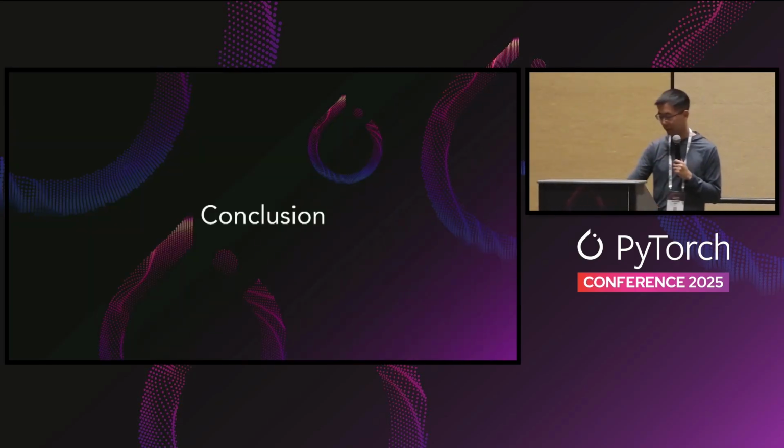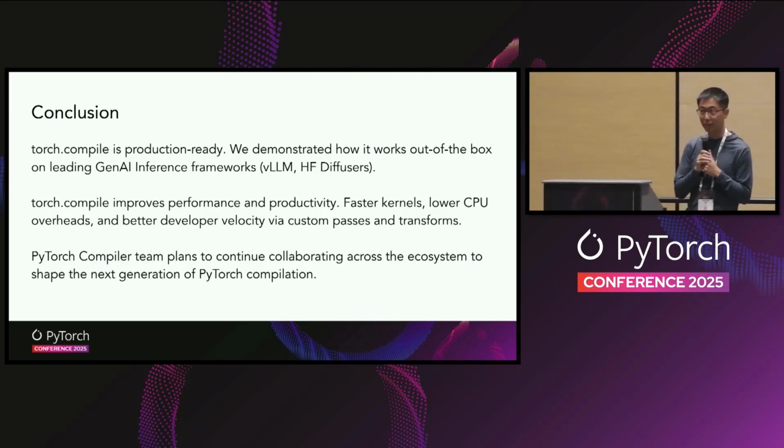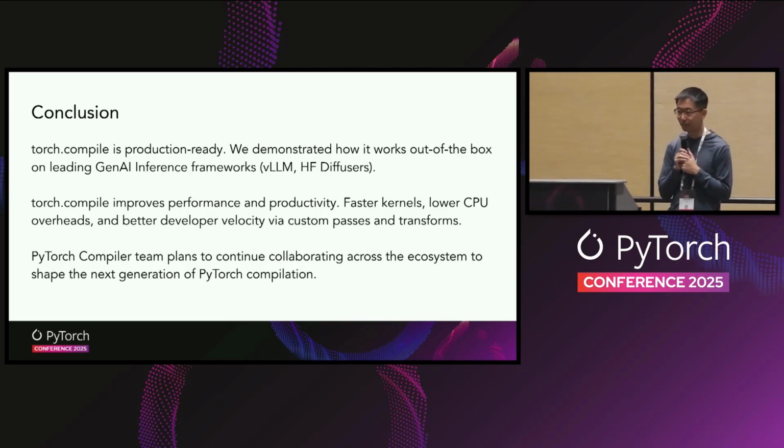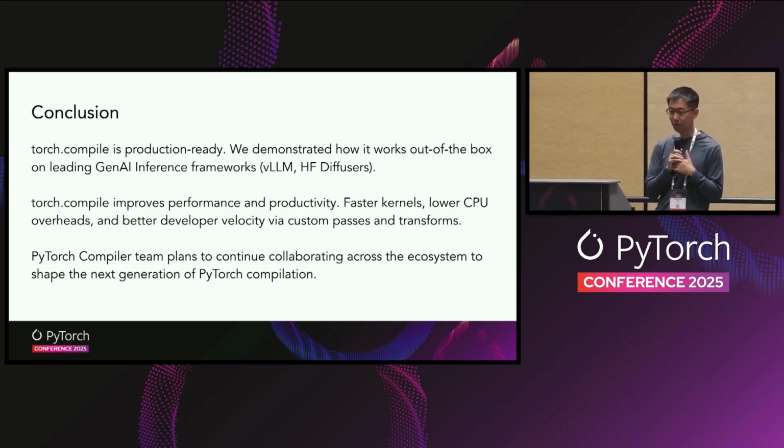Okay, we're at the end of this talk. I want to just say some last parting thoughts. In this talk, we showed how Torch.compile works, and a variety of use cases, vLLM and HuggingFace diffusers. Torch.compile helps improve your performance and productivity via faster kernels, lower CPU overheads, and better developer velocity. As a part of the PyTorch compiler team, we've been making an effort to really talk to developers in the community, see how we can integrate with their libraries, and just make them faster and more productive.